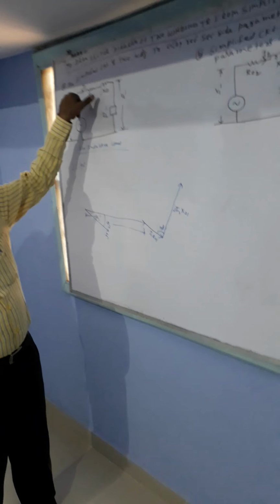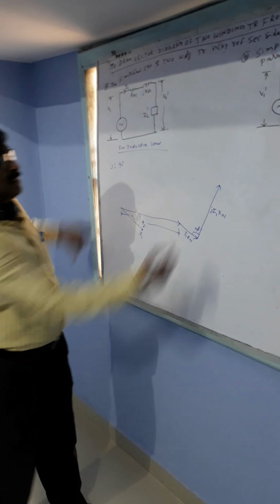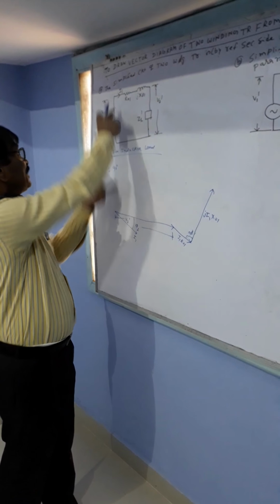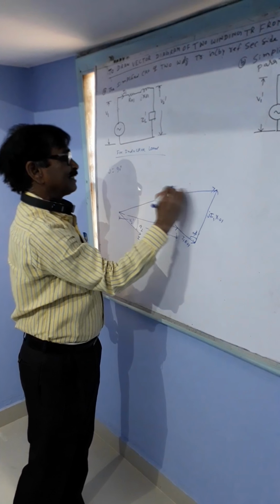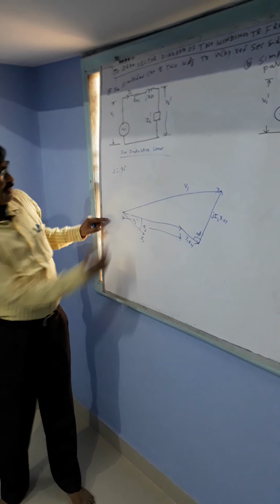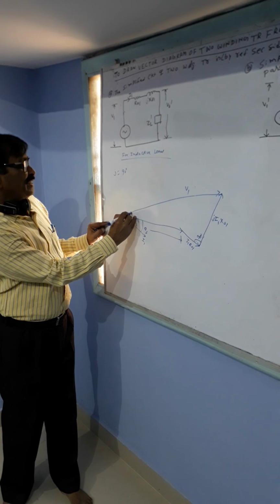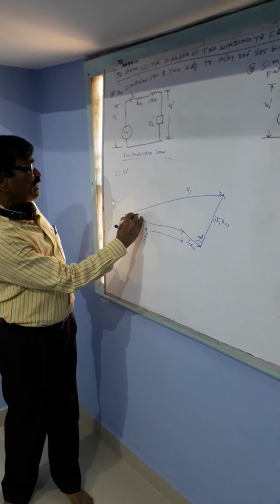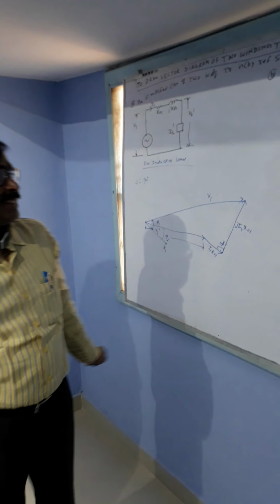This voltage drop has been added, and the final point, joined to this initial point, is the supply voltage V1. And the angle between V1 and I1, this angle, is the supply power factor angle. The vector diagram is complete, very simple.